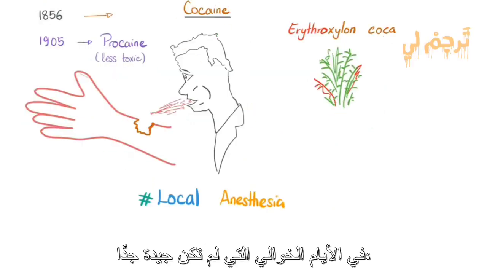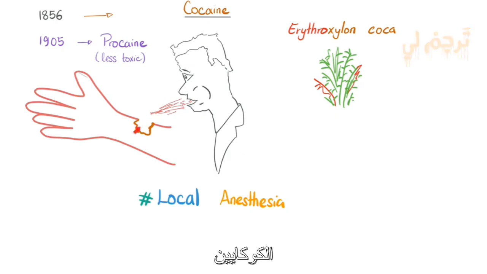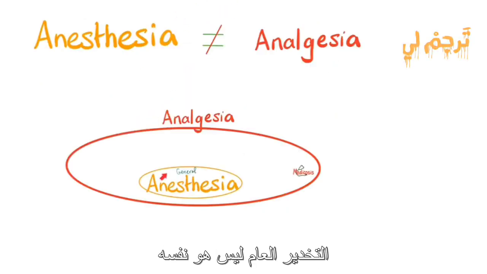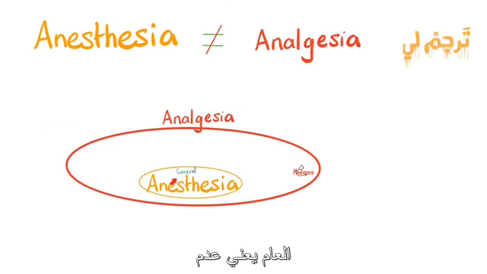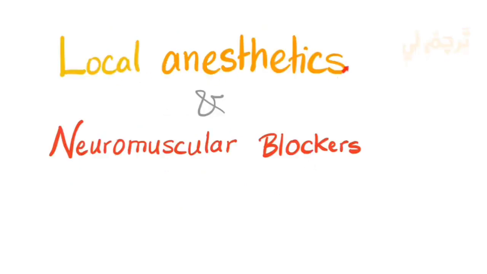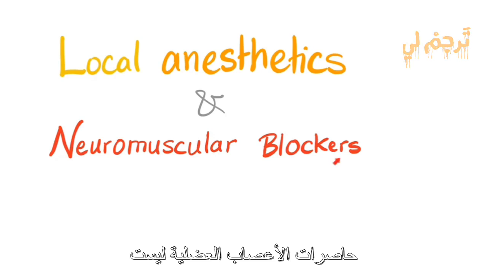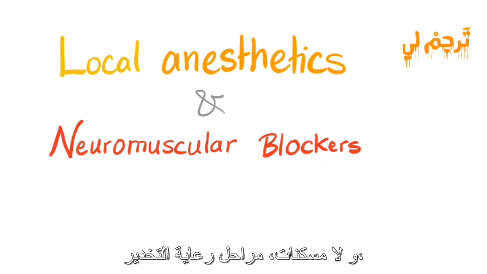So in the good old days, which were not so good, doctors actually used to spit cocaine into your wound, and that was the first local anesthetic. General anesthesia is not the same as analgesia, because analgesia means no pain. General anesthesia means no consciousness. Local anesthetics, of course, are anesthetics. They will make you numb. However, neuromuscular blockers are neither anesthetics nor analgesics.